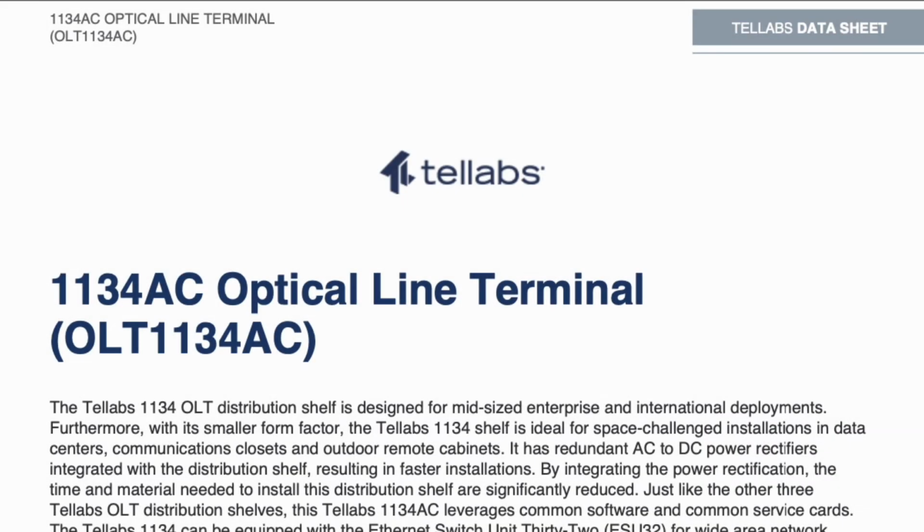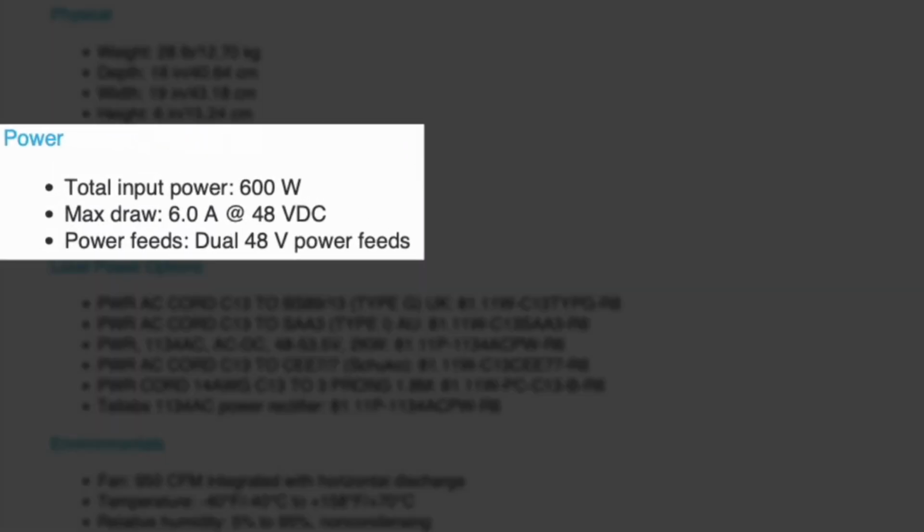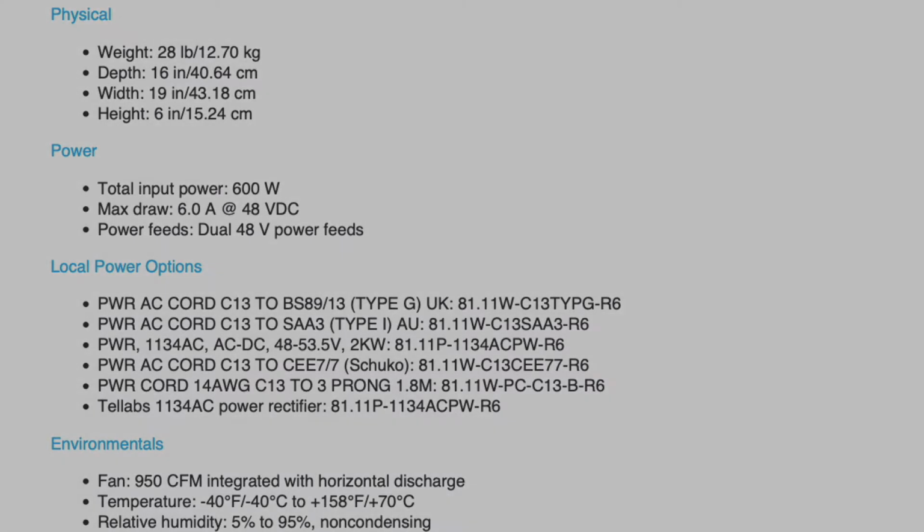The optical line terminal has 2 inputs. Each is 6 amps max. The breaker is 6 amps divided by 0.8, or 7.5 amps. The next closest standard size breaker is 10 amps.